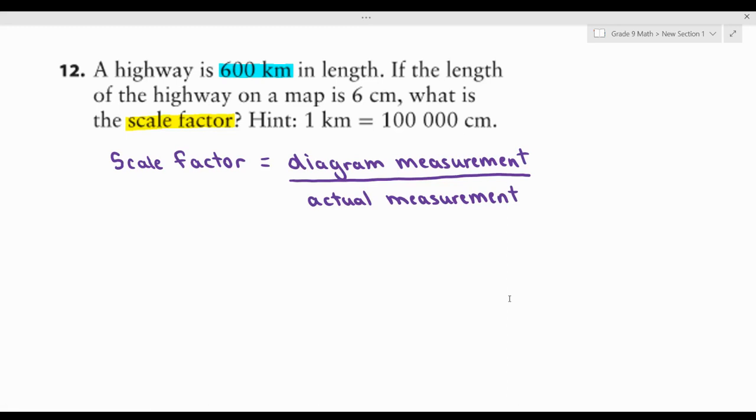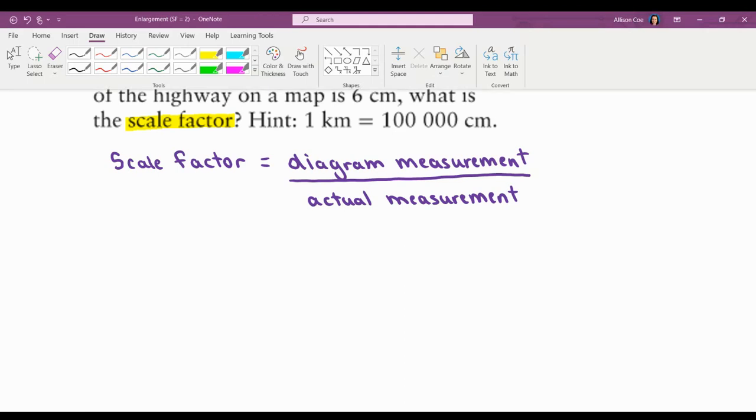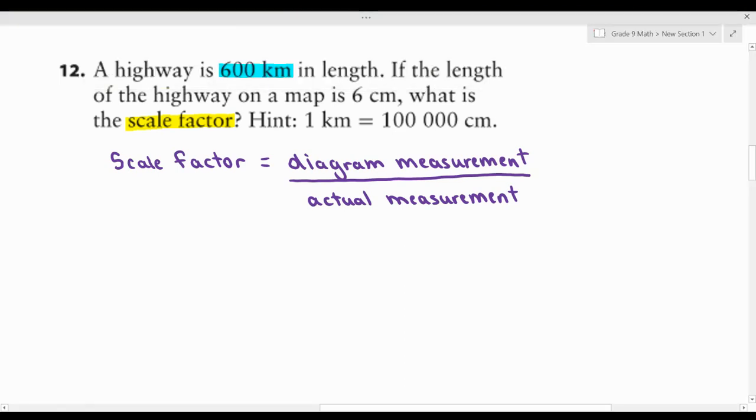All right, question number 12. Similar to number 11, we're going to have to watch our units. So a highway is 600 kilometers in length. If the length of the highway on a map is 6 centimeters, what is the scale factor? And they do give you a hint. So 1 kilometer would be the same thing as 100,000 centimeters. So we're going to make sure that everything is in terms of centimeters.